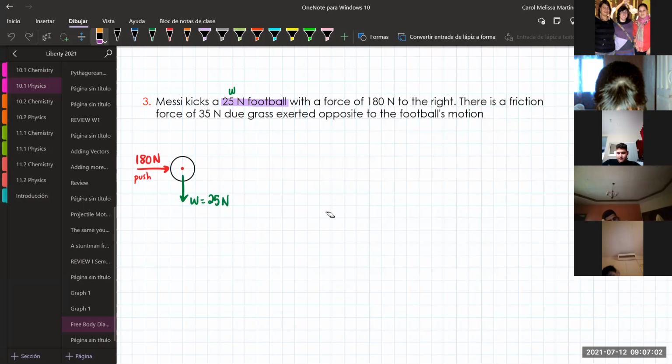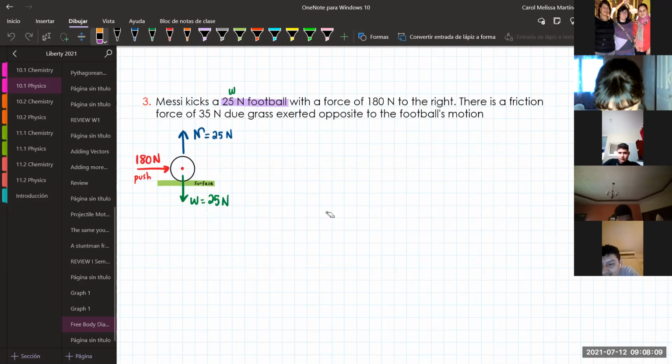Now, the ball, is it on a surface? Yes or no? Yes, it's on grass, okay? So, because I have a surface, I have to include what force? If a surface is involved, what is the force that I need to include? Normal force. The normal force is coming up, okay? And because it's balanced with the weight, it's gonna be also of 25 Newton, but it's going up.